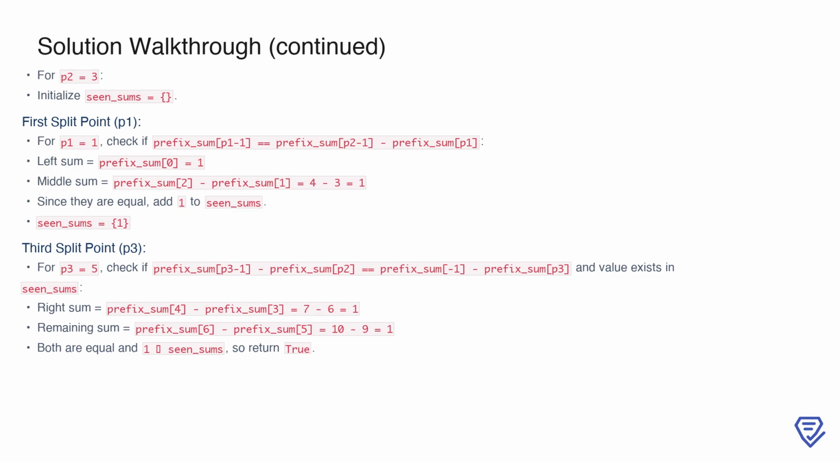Now, moving to the third split point, P3 equals 5, we check 2 more conditions. The right sum, which is the sum of elements between P2 and P3, is calculated as prefix_sum[4] minus prefix_sum[3], which is 7 minus 6, giving 1. The remaining sum, which is the sum of elements after P3, is prefix_sum[6] minus prefix_sum[5], or 10 minus 9, also 1. Both conditions are satisfied, and since the value 1 exists in scene_sums, we return true, indicating that a valid split exists.